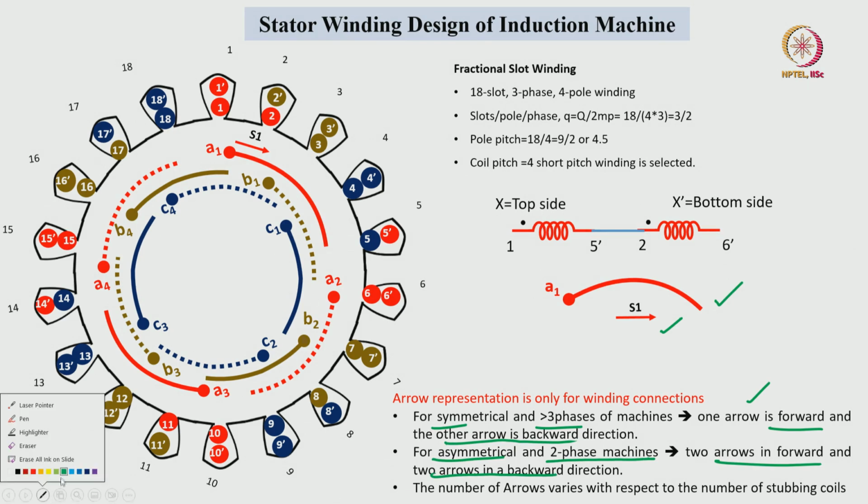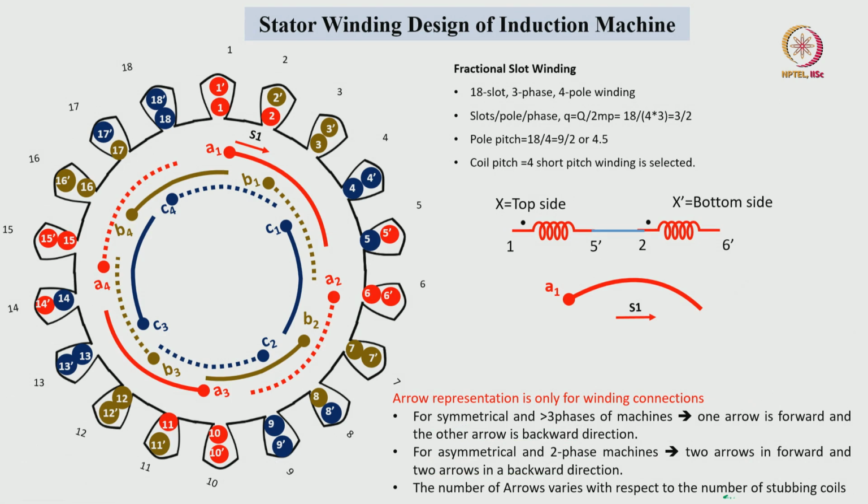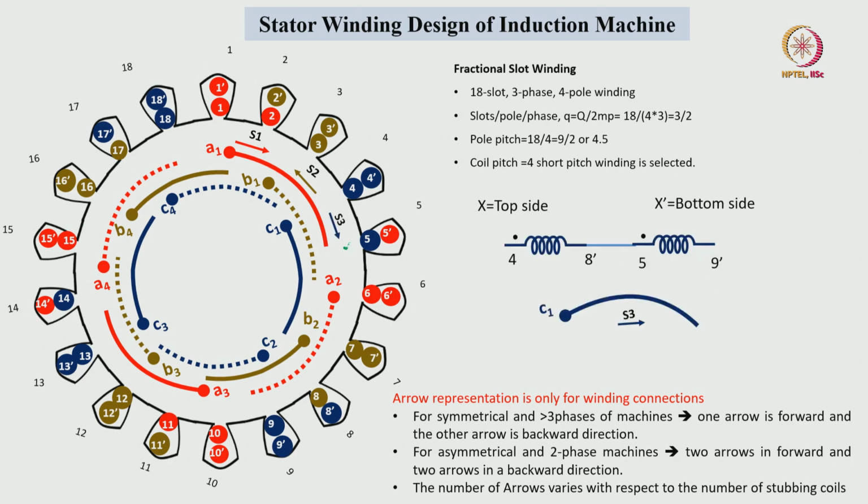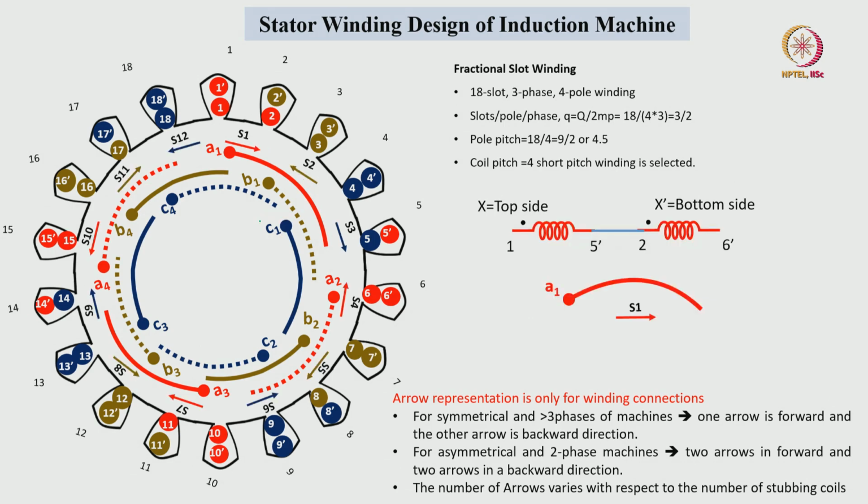The number of arrows depends upon the number of stubbing coils. Here number of stubbing coils are 12. So 12 arrows will come, 1 arrow will go forward manner, other arrow will come backward manner, because it is a symmetrical 3 phase machine. So the first stub winding arrow direction we can see here, second stub winding arrow will be backward direction, third stub winding arrow will be forward, that is with respect to the C1, fourth stub winding, fifth, 6, 7 like that up to 12th stub winding we can see.